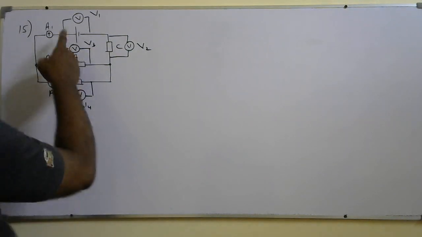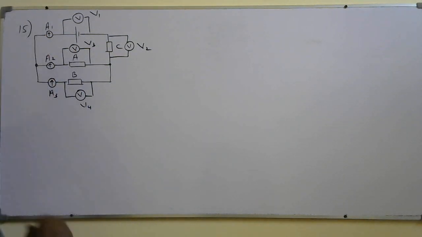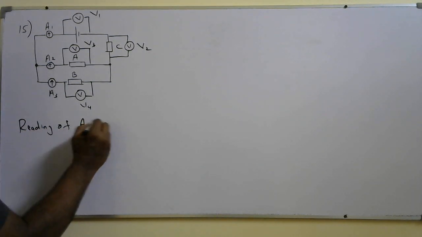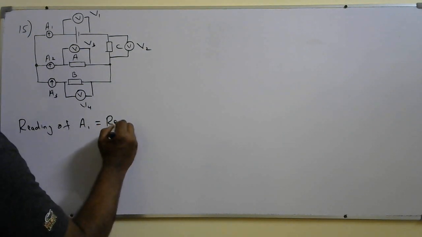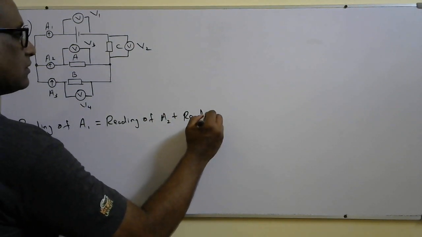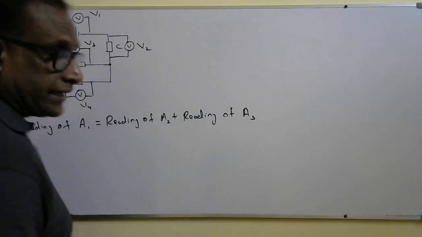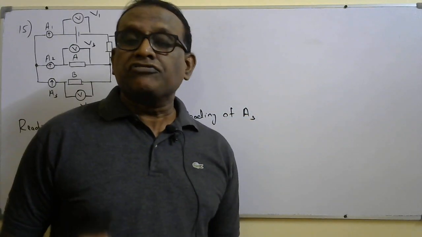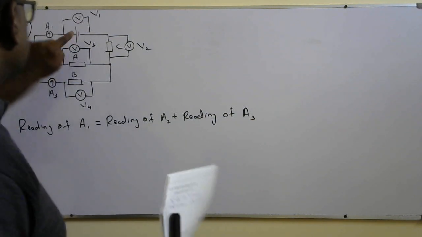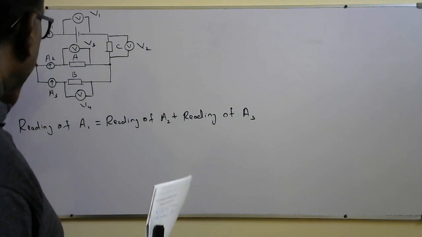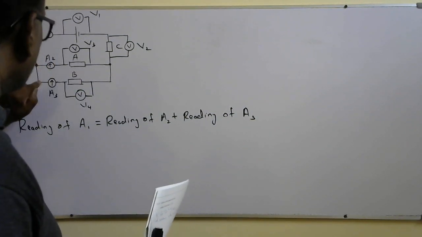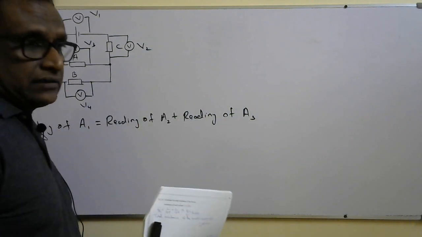The current which is coming out of the cell is read by A1. The reading of ammeter A1 will be equal to the reading of A2 plus the reading of A3. So first you should say what is current: rate of flow of charge, amount of charge flown per second. The amount of charge given out from the cell is read by A1, and that will be equal to the amount of charge flowing to resistor A and to resistor B, that is the readings of A2 and A3. First you can say this one.